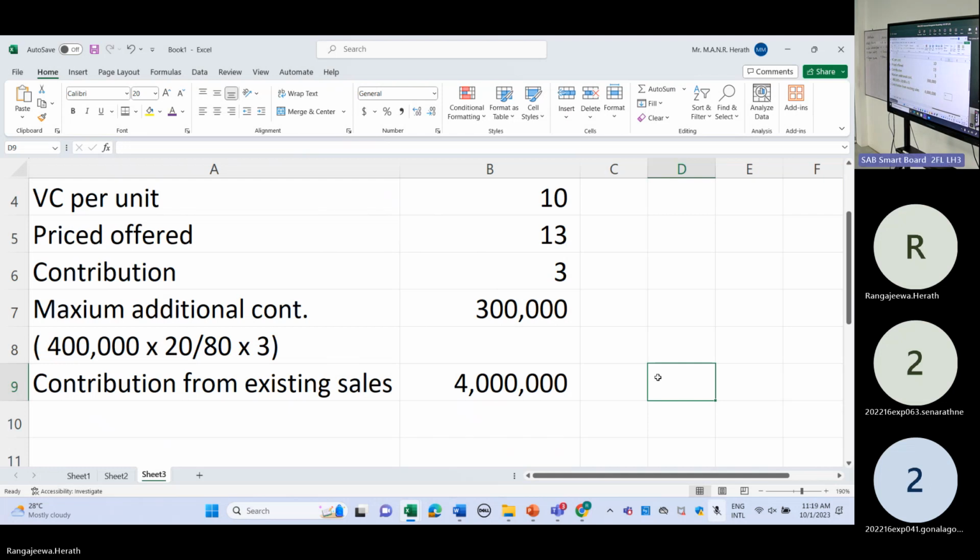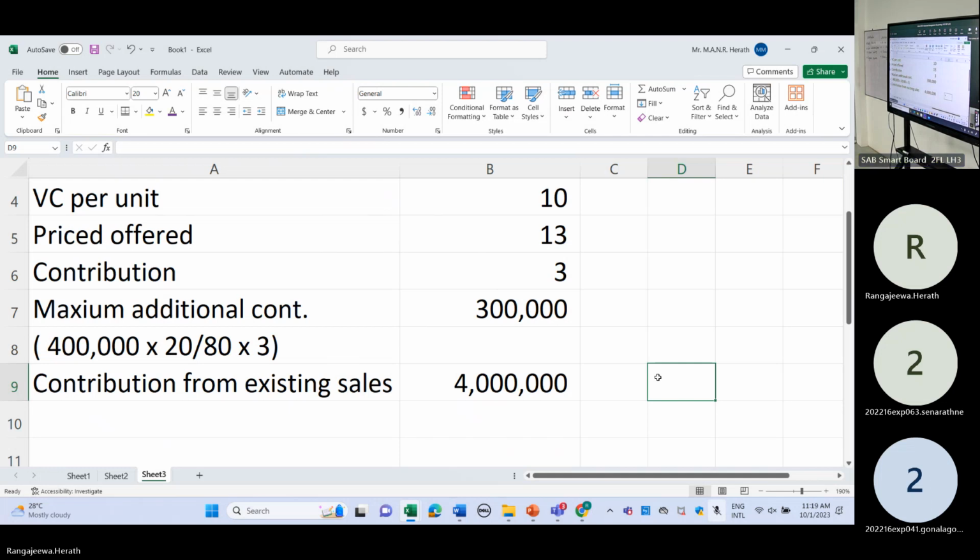Now, when you sell this to a supermarket, and if the supermarket purchases it for 13, they can sell it at a reduced price. Right? They can keep 5 rupees and sell it for 18. As a result, there may be a drop in our sales. Dropping 1 unit of existing sales will reduce 10 rupees of contribution. Right?